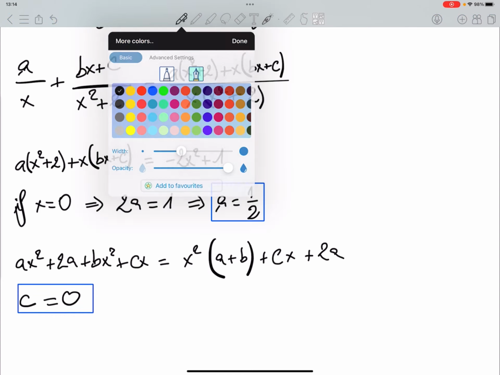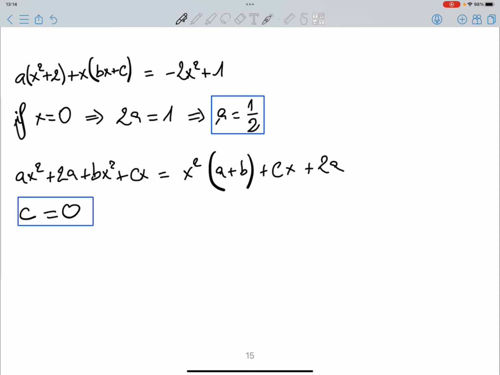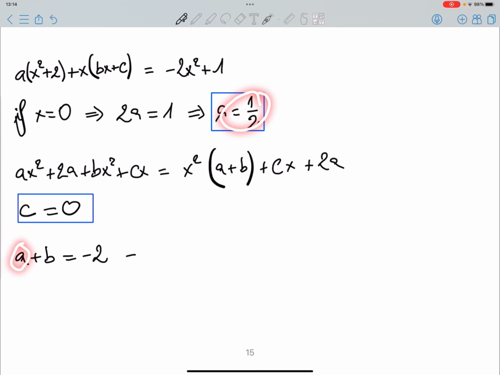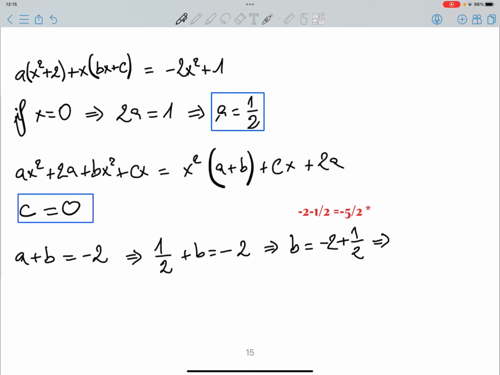and then we said that a plus b, which is the coefficient of x squared, must be equal to -2, right? So a plus b must be equal to -2, but we did know the value of a. We said that a is equal to 1/2, so this implies that 1/2 plus b is equal to -2, which means that b is equal to -2 minus 1/2, which means that b is equal to -5/2, right?